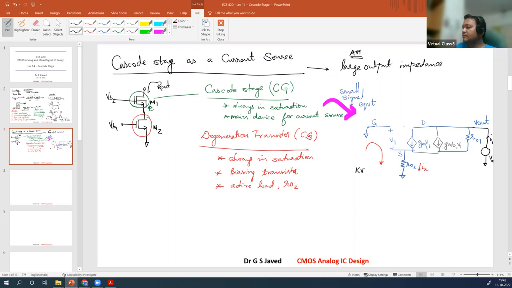So KVL, input loop. KVL at input loop gives you V1 plus Ix RO2 is equal to 0. So what will that be? V1 plus Ix RO2 is equal to 0. Otherwise, V1 is equal to minus Ix RO2. This is one equation. Second, we will apply KVL here, right? So KVL in output loop.